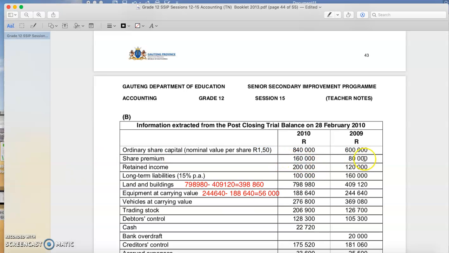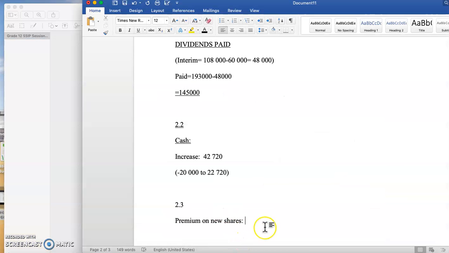And this is easy because we're given last year's figure, we're given this year's figure, and then we have to say, hey, the total share premium has to be 80,000. So that's this year minus last year. So we already know that. So that's the premium, okay?